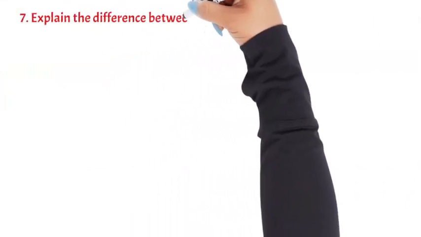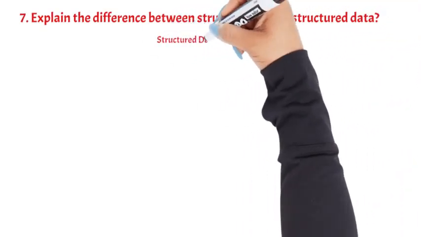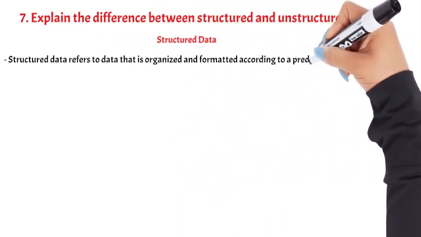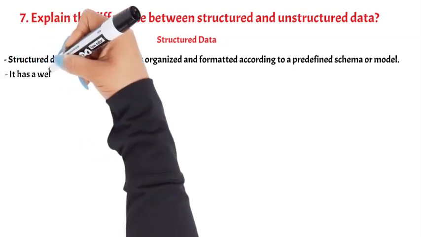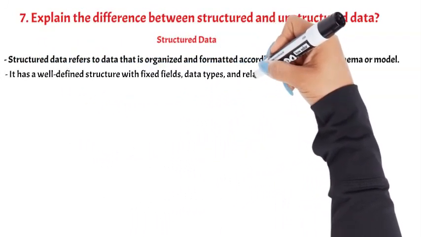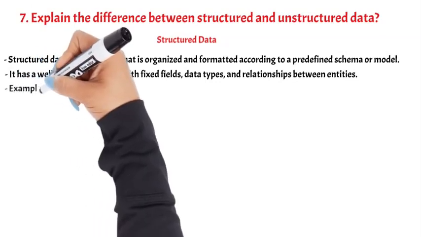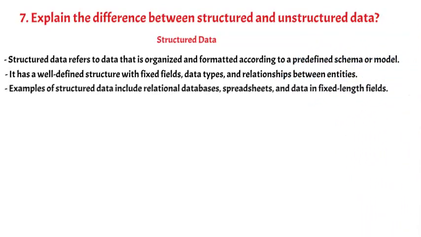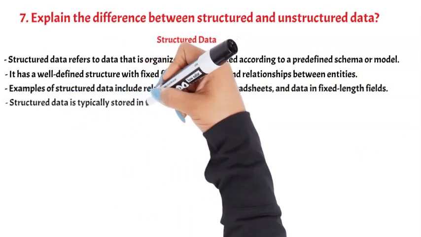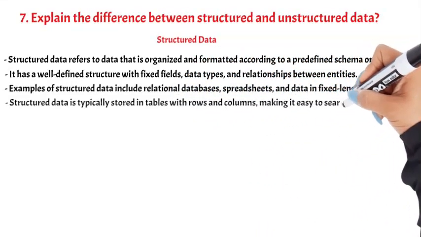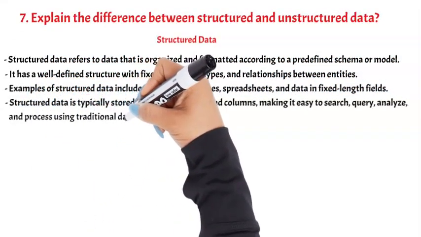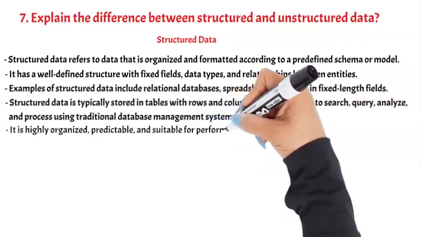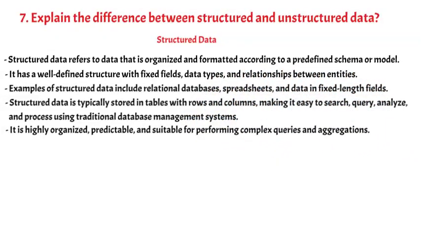7. Explain the difference between structured and unstructured data. Structured data. Structured data refers to data that is organized and formatted according to a predefined schema or model. It has a well-defined structure with fixed fields, data types, and relationships between entities. Examples of structured data include relational databases, spreadsheets, and data in fixed-length fields. Structured data is typically stored in tables with rows and columns, making it easy to search, query, analyze, and process using traditional database management systems. It is highly organized, predictable, and suitable for performing complex queries and aggregations.